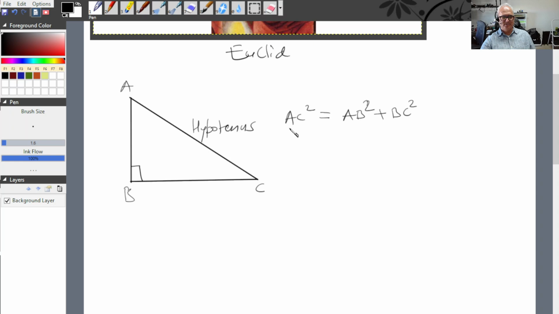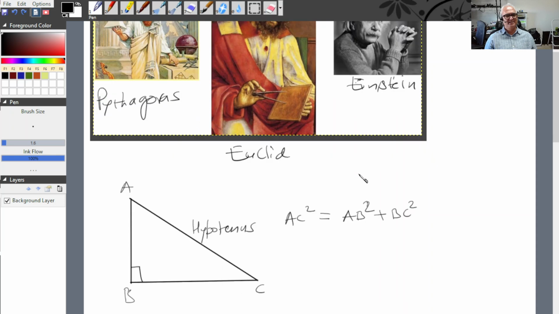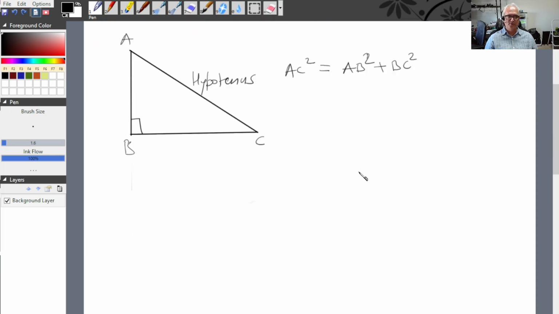The one that Einstein used to prove does not involve making squares of the sides. So he used principles of relationship between similar triangles. So there are three prerequisites that you should know to understand Einstein's proof.